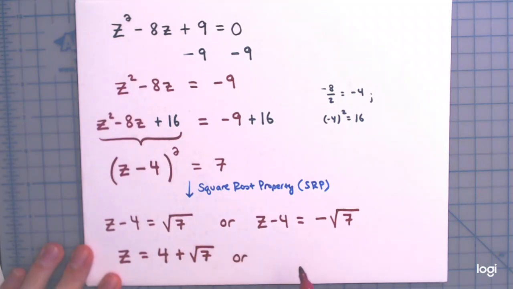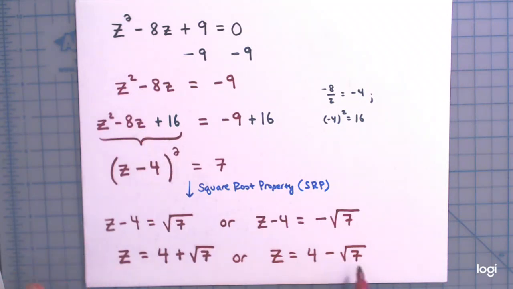Or this one here, z equals, and again, if I add 4, there will be a positive 4 on the right side. And then I have the negative square root of 7 term. Again, these don't go together. One's a radical, one's not. They're not like radicals. You can't put them together.